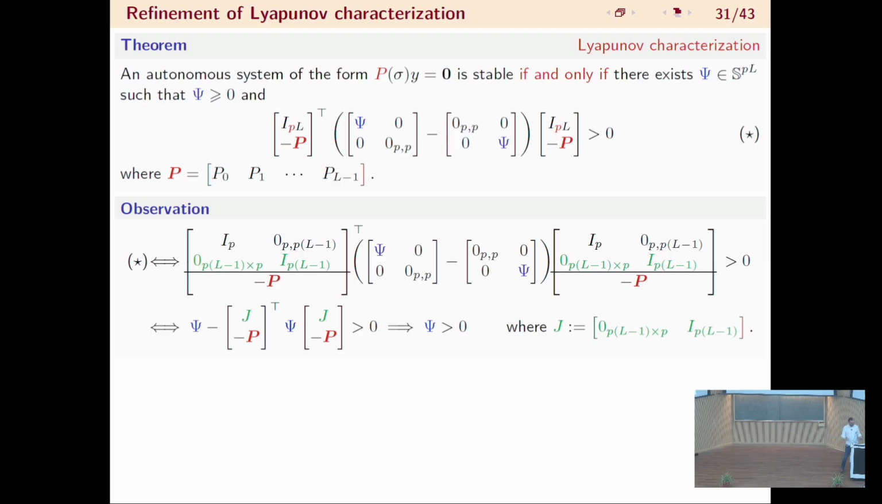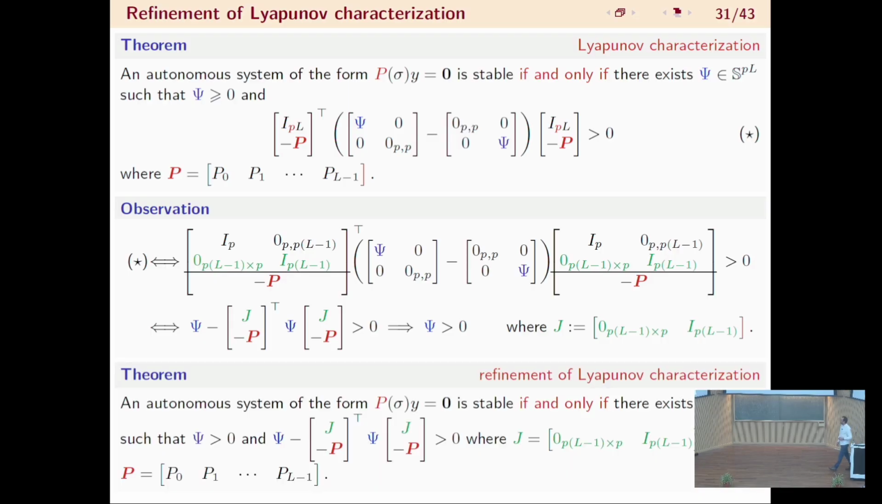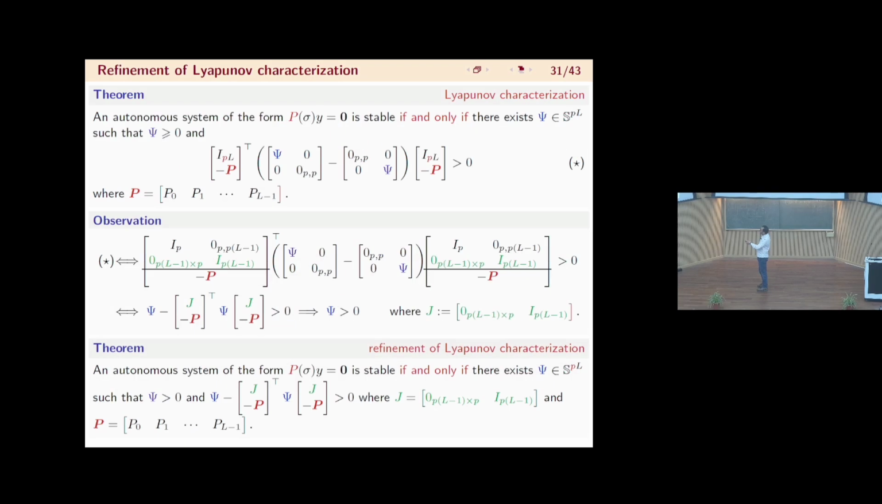But I know how to assess stability of autonomous higher order systems. Therefore, from this theorem, I can pass to this theorem. It is essentially the same, but I can replace this non-strict inequality by a strict one, and also write the star inequality in a more compact way, where J is a fixed matrix, and bold P contains the coefficient matrices P0 up to Pn minus 1. So I'm done with stability.